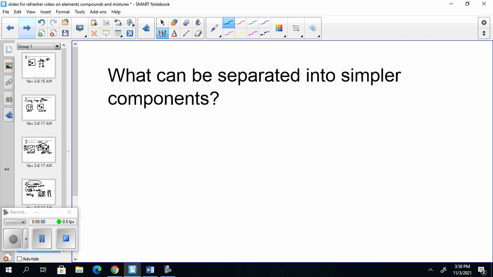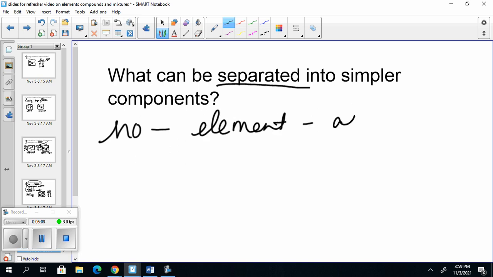All right, what can be separated into simpler components? So know an element. An element is already in its simplest form.